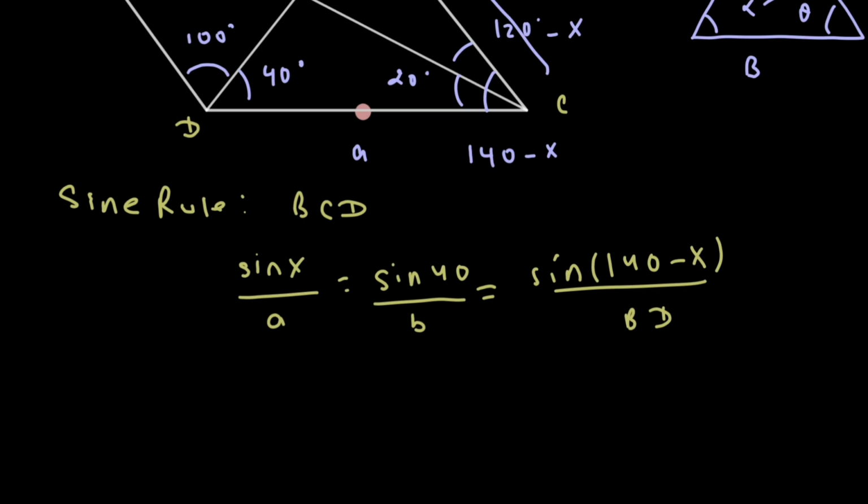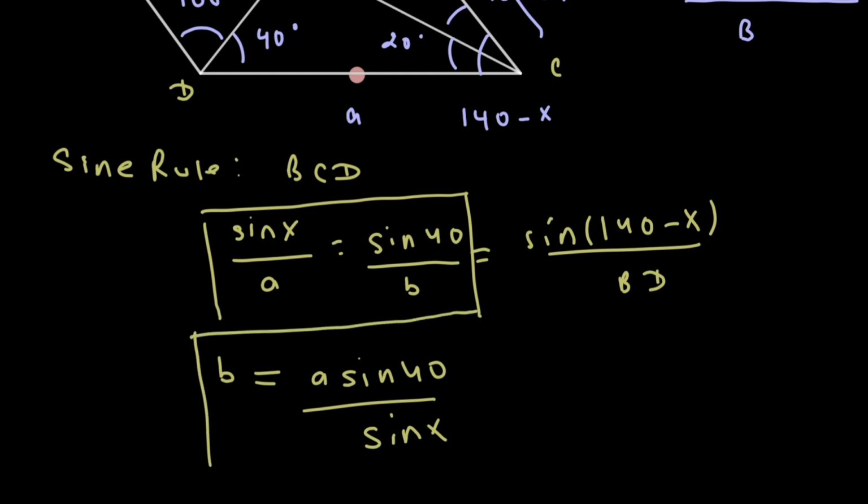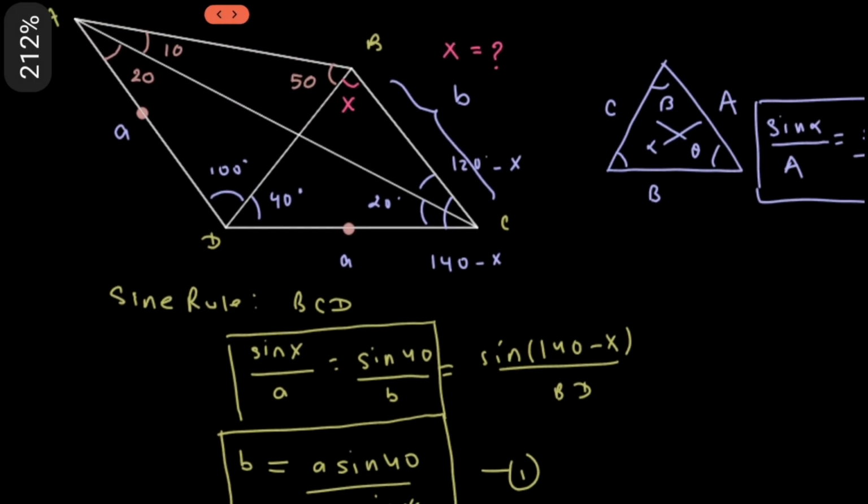Okay, now I will take these two pairs and do the cross multiplication. So I will get the value of b equals a times sine of 40 degrees upon sine of x degrees. So here we have the value of b in terms of a and x. Okay, so keep this as equation number 1. Now I will apply the sine rule in the triangle ABC that is over there.